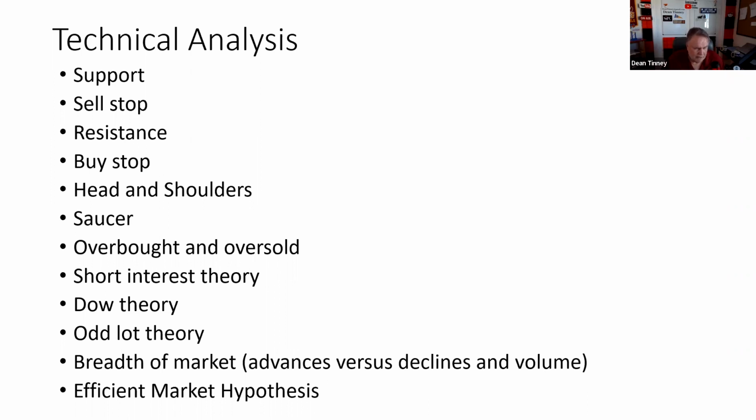So we'll talk about short interest theory, kind of counterintuitive, but it's a bullish thing. We're going to talk about the inventor of technical analysis, a guy named Charles Dow, and the Dow Theory, which is again about confirmations. That's called classical Dow theory. We're going to talk about odd lot theory. Usually the odd lotters are the dumb money, which is the opposite. We're going to talk about how we confirm a market move in terms of breadth of market. And we're going to talk about efficient market hypothesis.